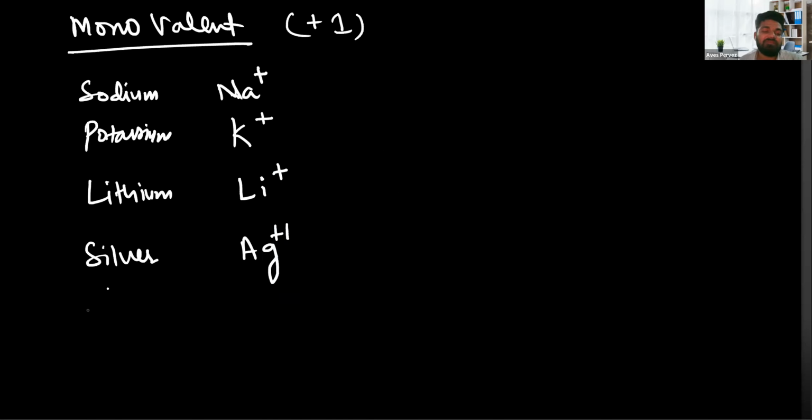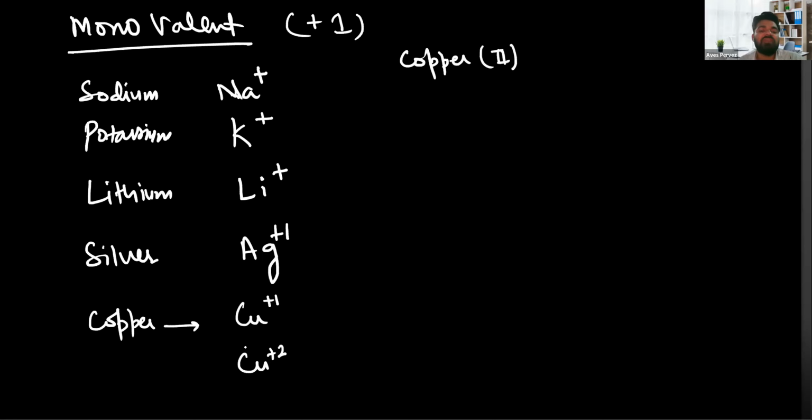Okay. Now we have silver, lithium, potassium. Now we have copper. Copper is Cu1 positive and Cu2 positive. It will be mentioned in the question. If you need to write the formula for copper oxide, they will write copper and write 2 there, which means you have to use the valency of copper as 2. If it is written as copper with valency 1, you have to use valency 1, and if 2 is written, you have to use 2.